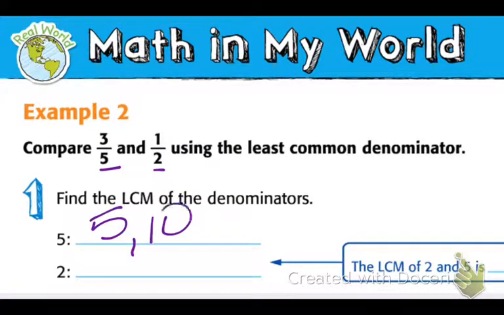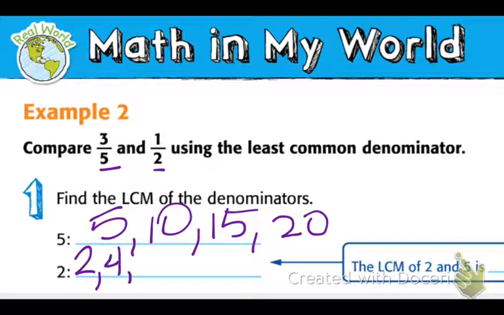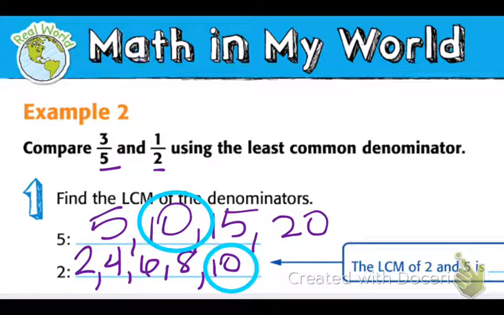5, 10, 15, 20. What are the multiples of 2? I'm looking for the smallest one they share. 2, 4, 6, 8, 10. I can stop. I have found the lowest common multiple.